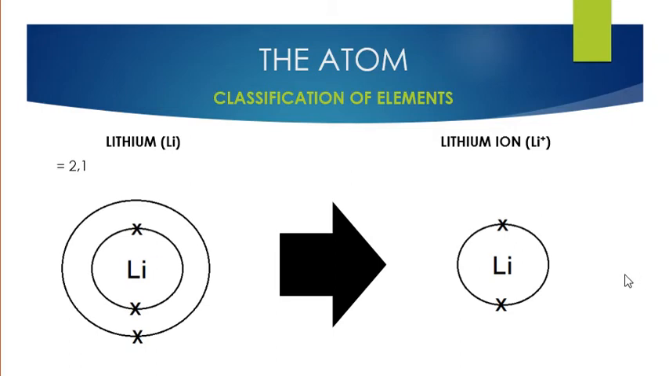So this is basically what we meant when we said metals are elements that form positive ions by losing electrons. So you might be asking, well, what does forming of a positive ion mean? Well, I'm sure you can remember that we said protons and electrons are equal in every element. And so when lithium loses one electron, there will be more protons than electrons.